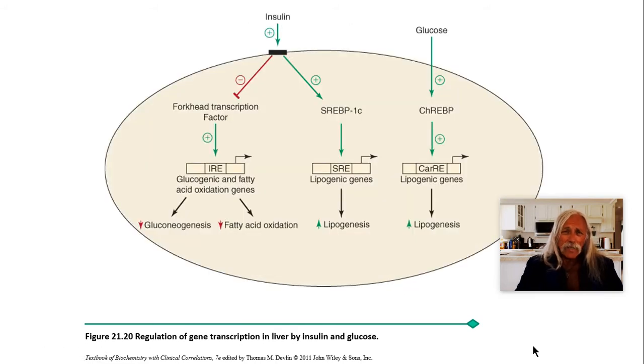Now, let's take a look at what insulin does. We've looked at this before. Insulin shuts off something called the forkhead transcription factor, which would normally activate gluconeogenic and fatty acid oxidation genes. Okay, that's the IRE genes. That's the insulin pathway, right? So if it blocks forkhead transcription, if forkhead transcription normally turns that on, right? What's going to happen with insulin binding to its receptor, right? It's going to shut down gluconeogenesis. It's going to shut down fatty acid oxidation. That's what's going to result.